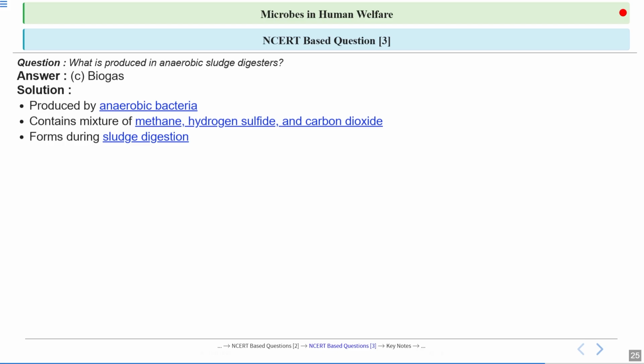And this biogas is used as a fuel. It is a renewable source of energy. Biogas can be used for cooking, for lighting, and for electricity generation as well. It is a very useful byproduct of the sewage treatment. As the bacteria decompose the organic matter, this biogas is produced, captured, and stored, and it is used as a renewable energy source for heating and for generating electricity.